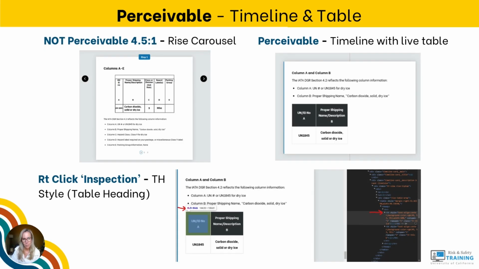So in summary, the carousel is not perceivable. The timeline is perceivable. Create live tables using table headers, and to inspect, right click, scroll down to inspection, go through the tree, find that your table structure has a TH style, and that TH stands for table heading.